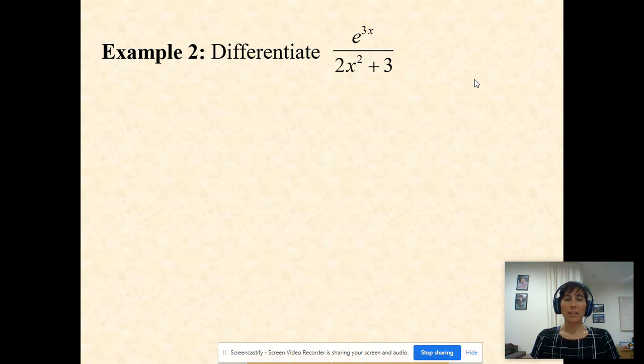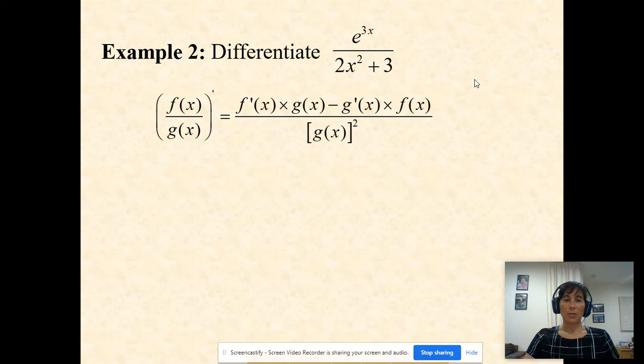Example 2. Differentiate e to the power of 3x divided by 2x squared plus 3. So hopefully when we look at this, we can see that we're going to need to use the quotient rule because we've got one function divided by another function. So firstly, we're just identifying the formula. Remember, these are on your formula sheet.